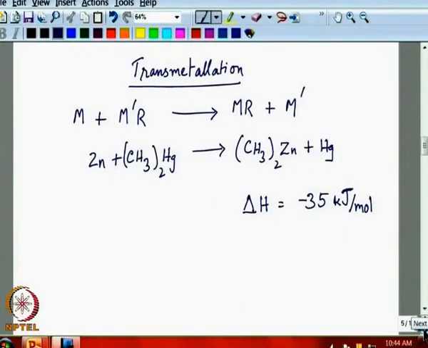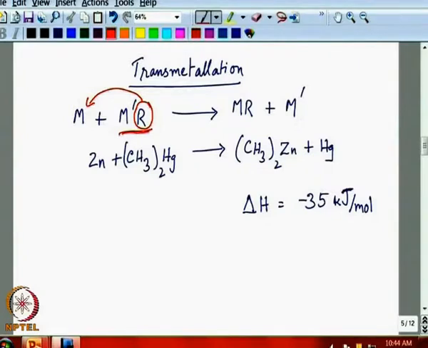The most common method of making organometallic compounds, however, is a reaction called a transmetallation. In this instance, I have pictured a metal which is exchanging position with another metal in an alkyl compound. So, you already have a metal alkyl bond, and you are merely transferring this R group from this position on to this other metal. And so, MR is formed and this M dash is liberated.